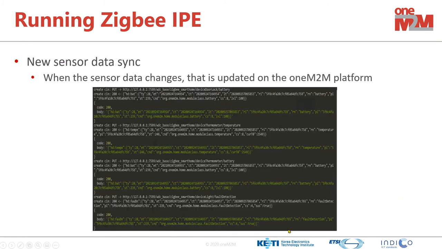And whenever there is a new sensor reading from Zigbee devices, it will post data to the Deacon, and the IPE gets data from the Deacon, converts it, and sends the flex container updates to the oneM2M platform, because flex containers are basically the resource that is updated to have the new sensor measurements.